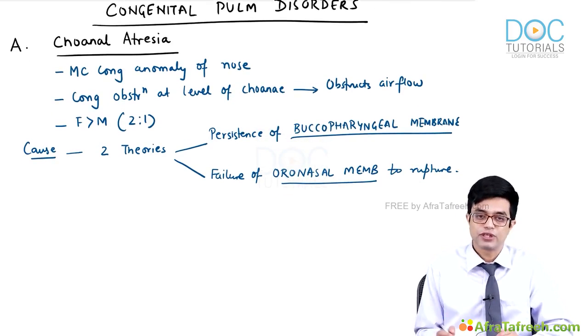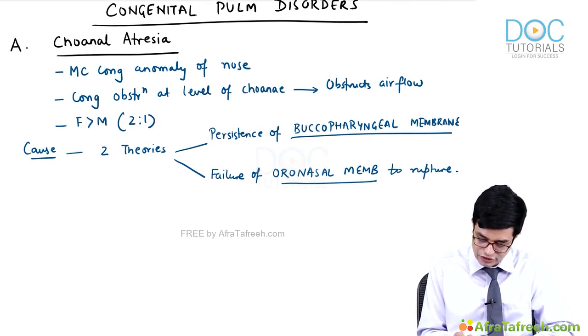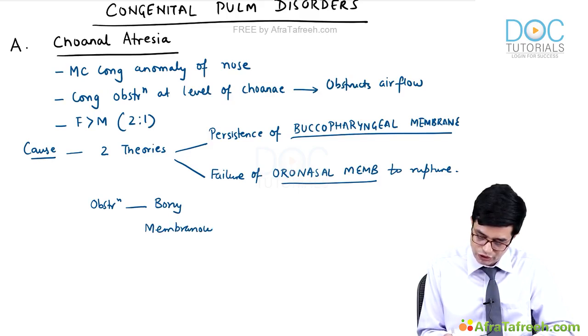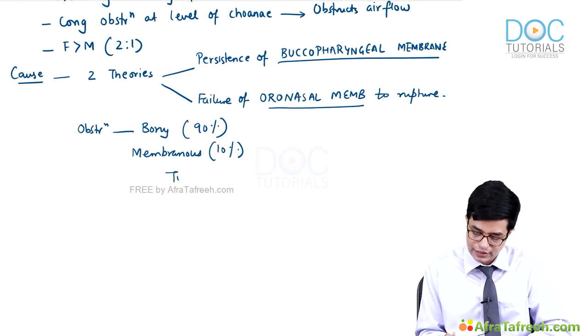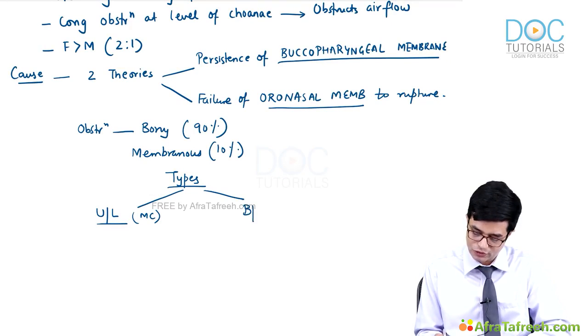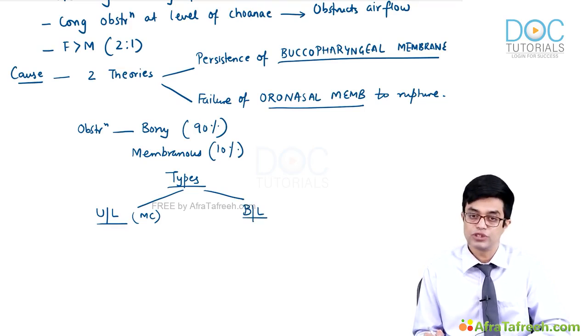Now the type of obstruction seen in these children can either be bony or membranous. Remember that bony obstruction is more common, seen in 90% of cases, and membranous obstruction is seen in 10% of cases. Now what are the types of choanal atresia? It can be of two types: unilateral choanal atresia, which is more common, and bilateral choanal atresia, which is rare but more severe.